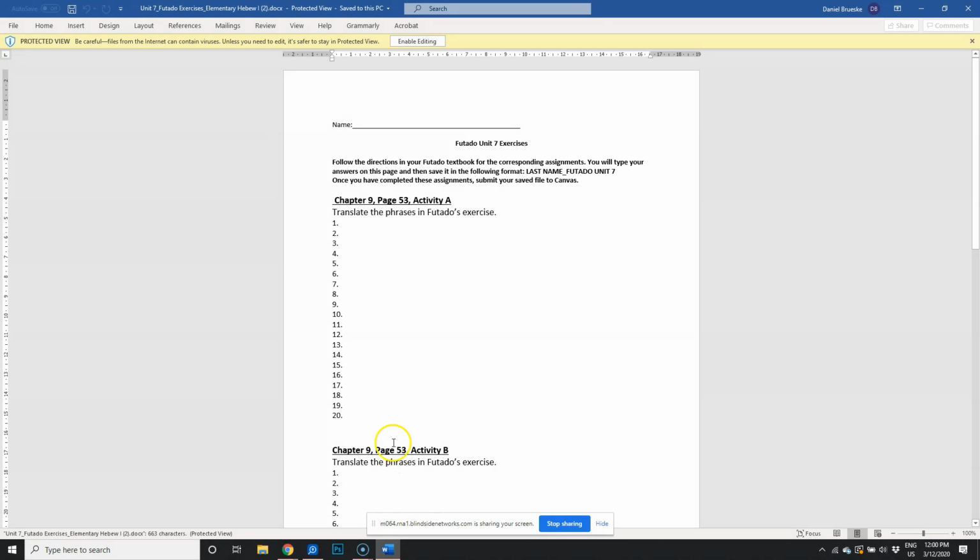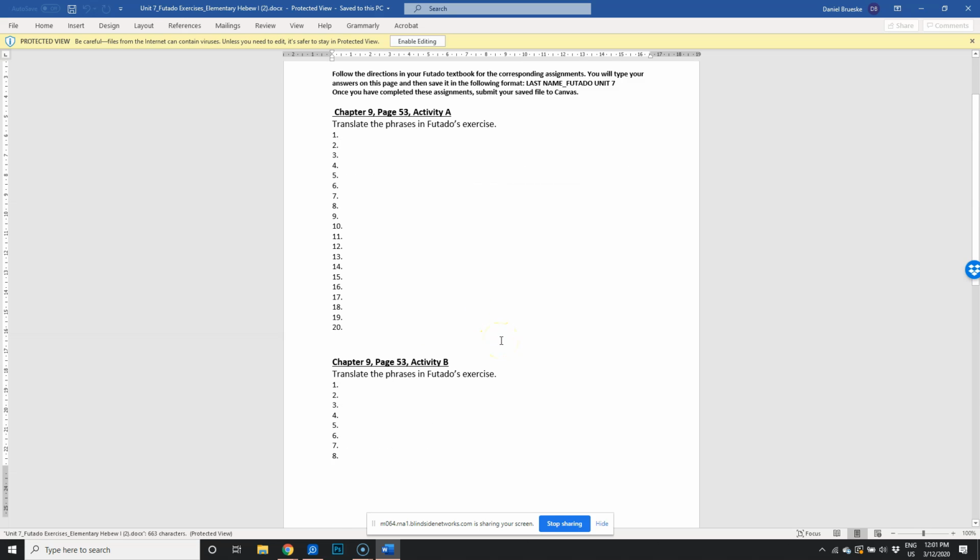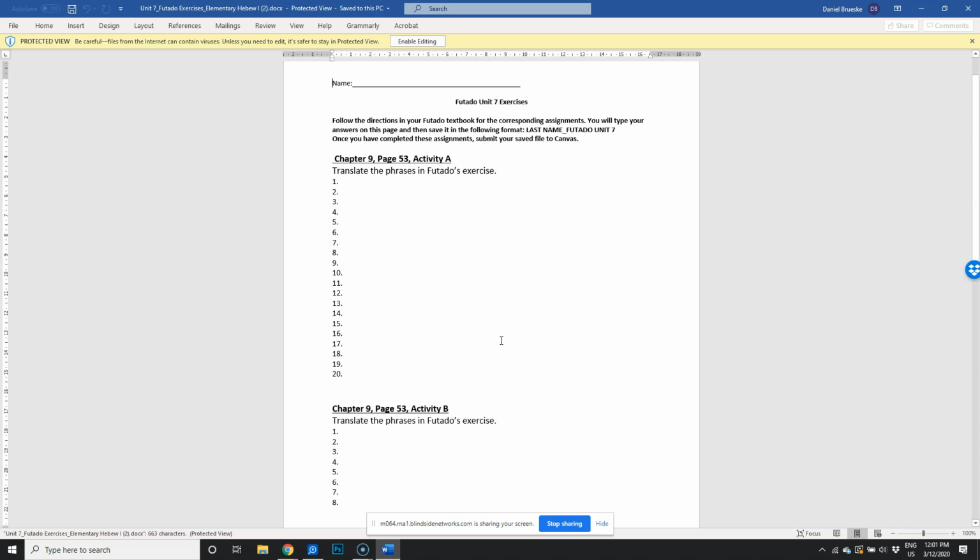The Futato exercises from this isn't last week. Obviously, we had the midterm last week, but because I wasn't able to do a video conference last week, I'm going to look at the Futato exercises from unit 7. So that's lesson 9 here. And so we'll go through here.